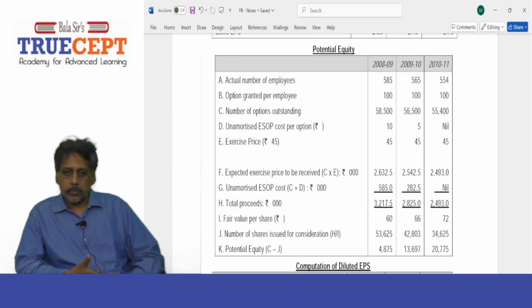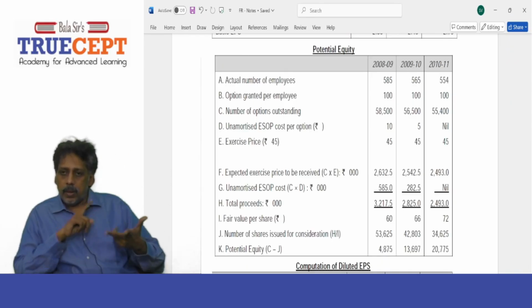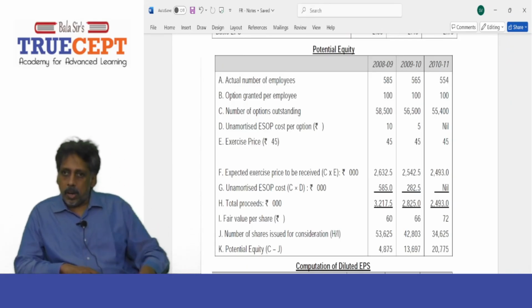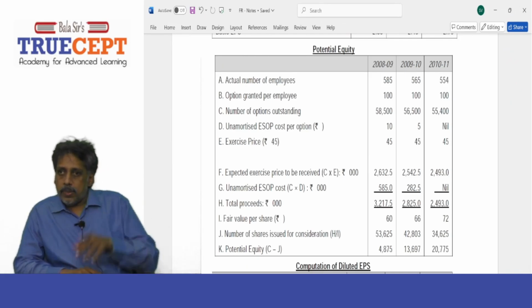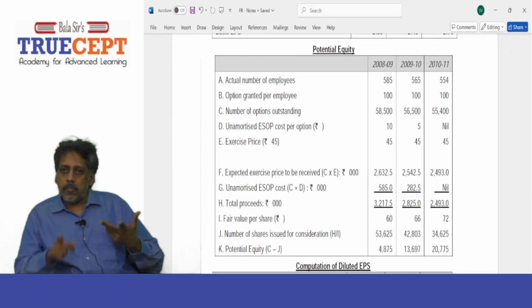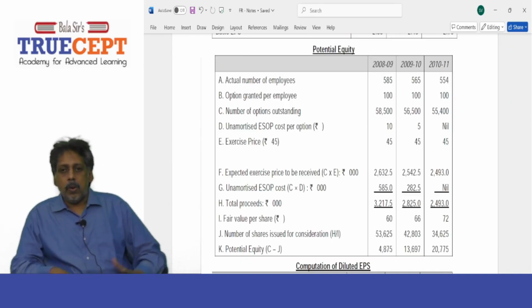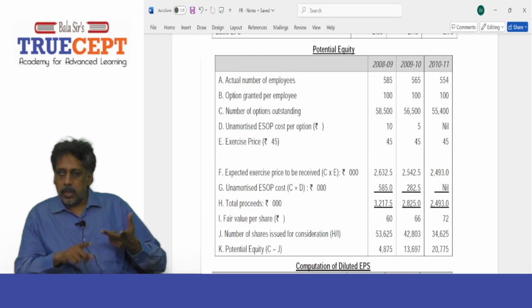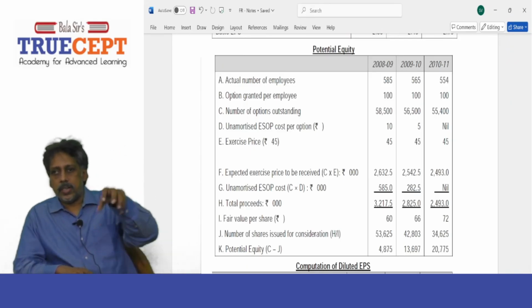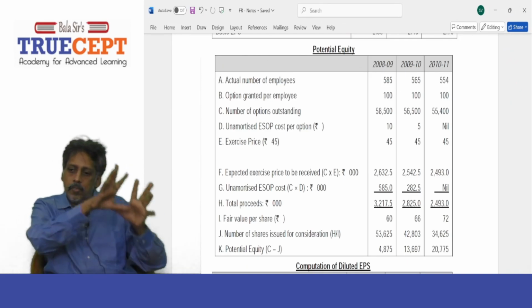Then the unamortized ESOP cost per option. What is that, sir? Very simple. Remember the 15 rupees is the fair value of the option granted. Yes, sir. That 15 is collected by the company from the employees across 3 years. What happens at the end of the first year? 1/3 of 15 would have already been collected from the employees through their service. What is the balance amount? 10 rupees not yet collected. When you come to year 2, 2/3 would have been collected out of 15 rupees, leaving a balance of 5 rupees not yet collected. And at the end of year 3, all the 15 would have been collected.